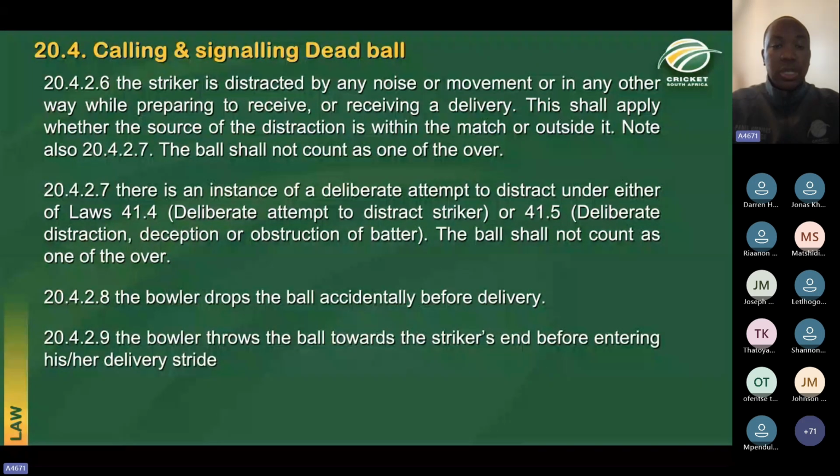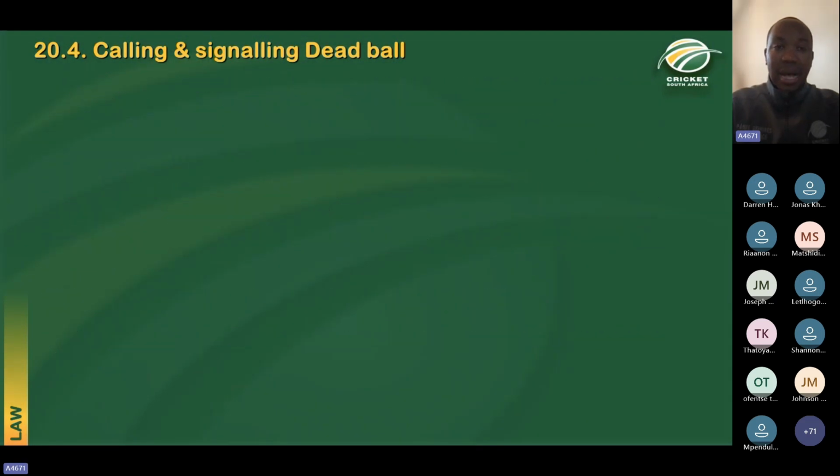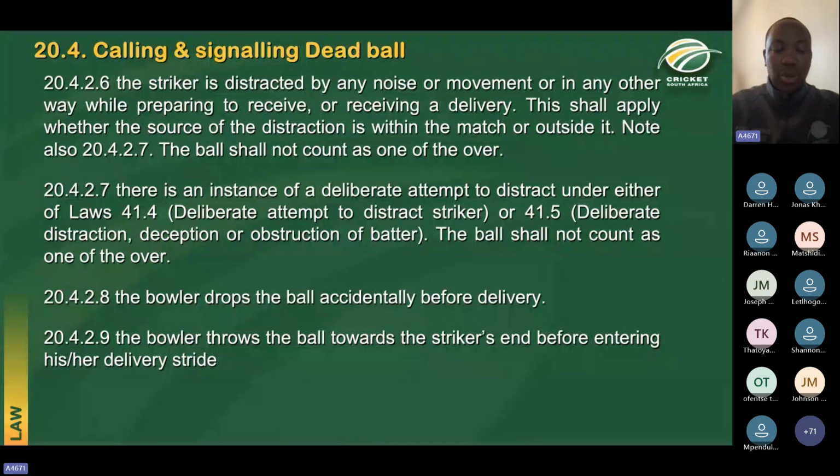If the bowler throws the ball towards the striker's end before entering his or her delivery stride, I mentioned it yesterday when we were looking at Tino Best bowling from behind Gregory Braithwaite in the Caribbean Premier League a few years ago. Then the striker's end or either umpire can call and signal dead ball, but probably the striker's end is in the best position because that throw might come from behind the bowler's end umpire.